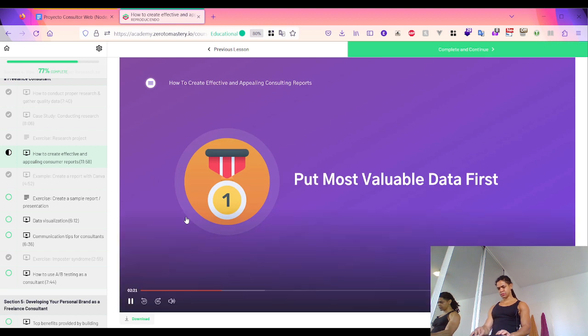Nobody wants to sit through an entire presentation just to get to the final page, which actually has all of the good stuff on it. You need to lay the groundwork first.